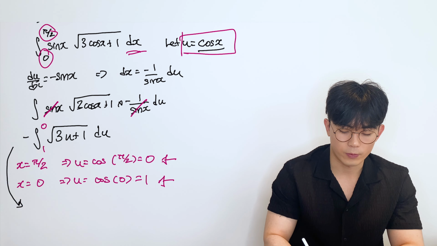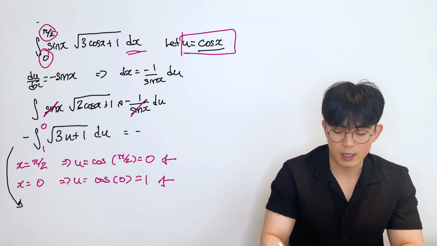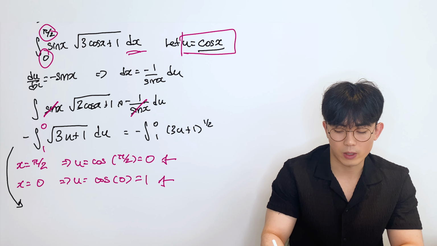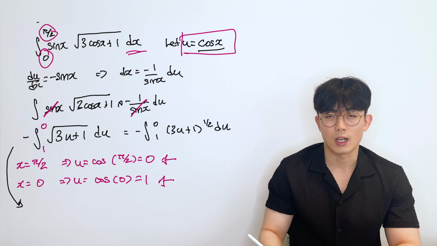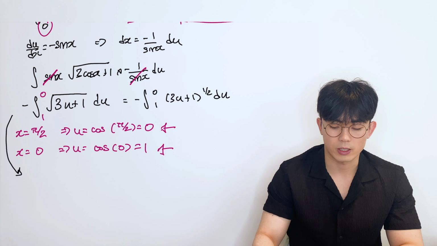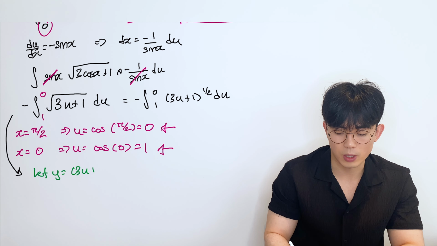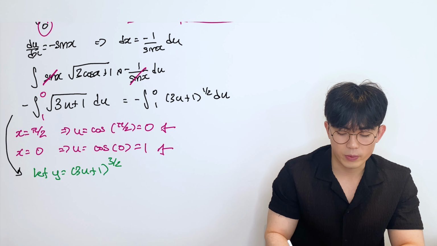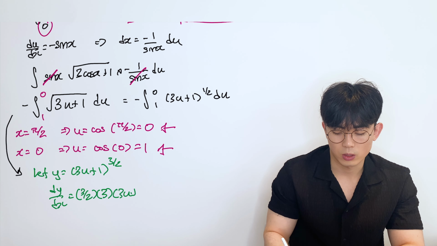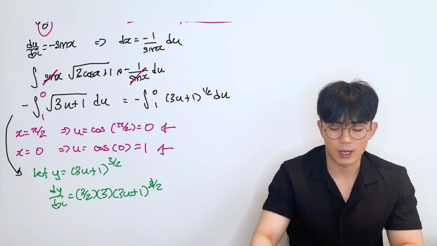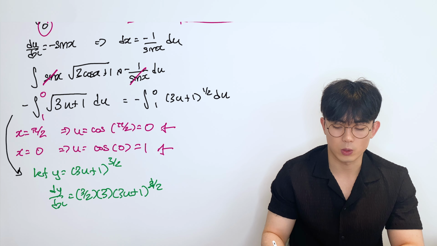So this is now, I can rewrite this as negative integral from 1 to 0 of root 3 times (3u plus 1) to the power of a half du. I'm going to have to use the reverse chain rule for this example. So I'm going to say let y equal to, remember we add 1 to the power, so it's going to be 3 over 2. We differentiate it, so we're going to get 3 over 2 using the chain rule. We get this 1 over 2, and then we compare our differentiated one with the original one.